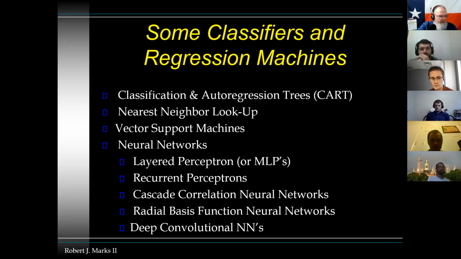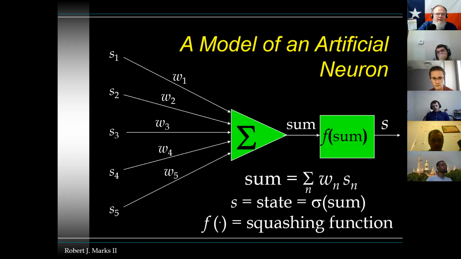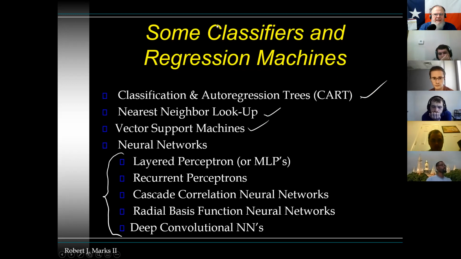And here are some classifiers and regression machines. Neural networks are not the only one. There's classification and regression trees, nearest neighbor lookup, support vector machines. And then if you have neural networks, there's a whole smorgasbord of different types of neural networks. And these are a few of them. And I think that we'll probably stop here, and we'll talk about next time the model of a neural network and what we can do in order to characterize the neural network.